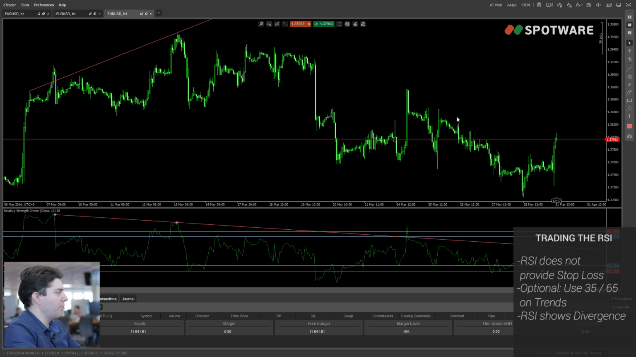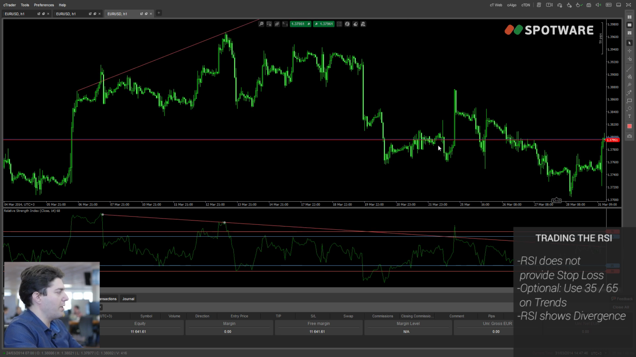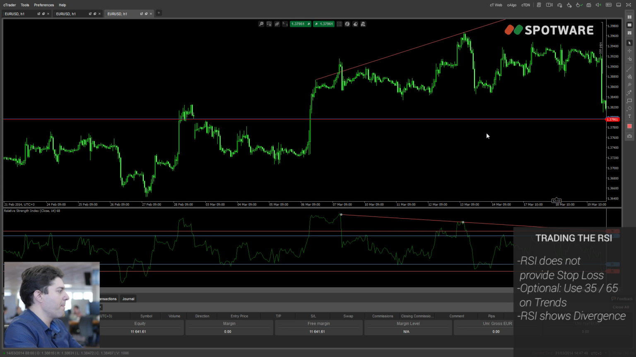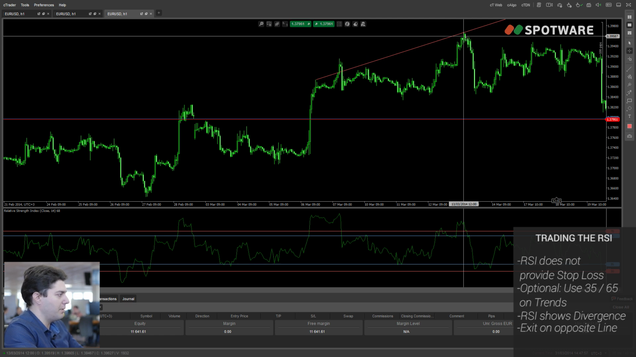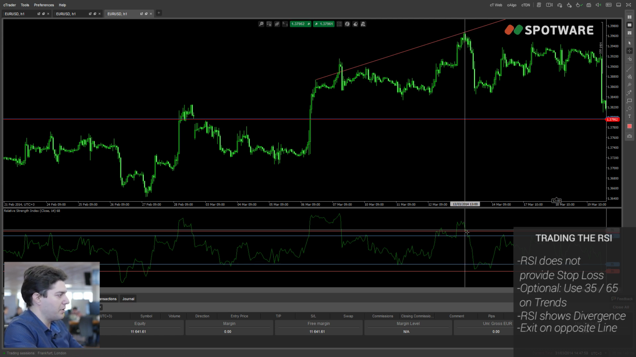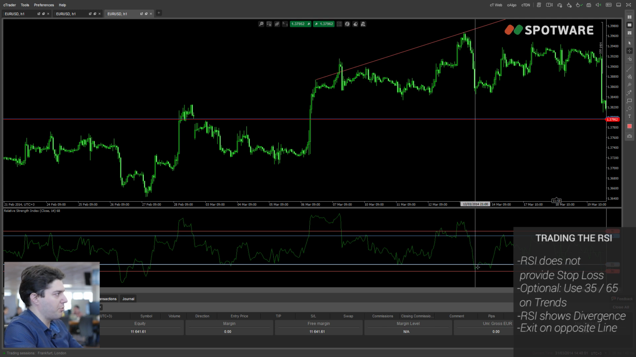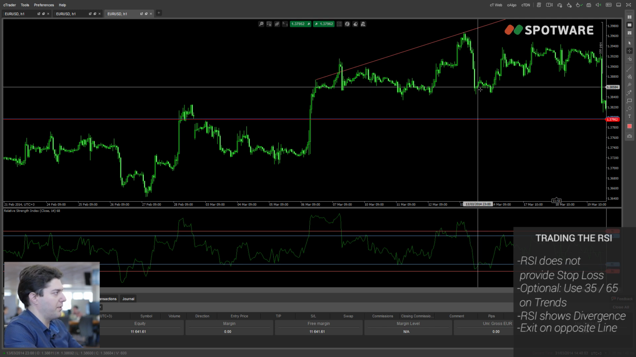So just to recap, on a range, you enter long and short, and you close. Oh yeah, I forgot to mention the exit. The indicator also provides good exits. You exit when the price goes to the opposite line. So if we enter short here, because of this signal at the 70 line, we're going to exit when the price crosses the 35 or 30 level here.